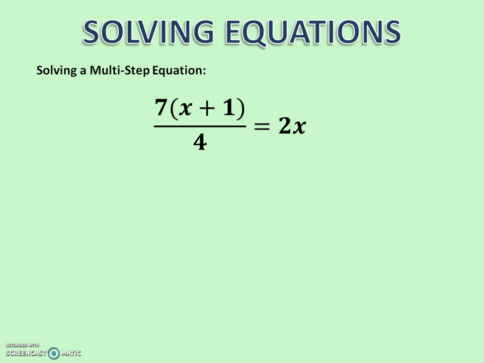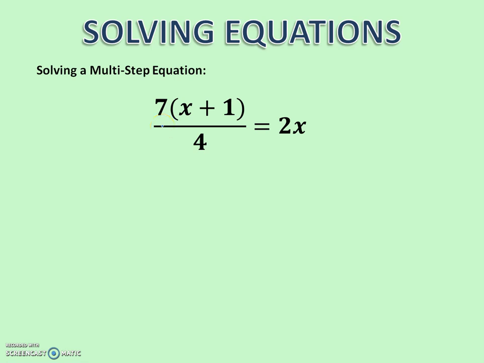Moving on to multi-step equations. These may look a little bit complicated, but we still use the same exact ideas. In this, we have 7 multiplied by the quantity x plus 1, all over 4 equals 2x. There's a couple ways that students might approach this problem. I would assume that a lot of students might be a little bit freaked out by this big fraction here. But I have to remind you that fractions are just big division problems. This fraction bar is really just a division.